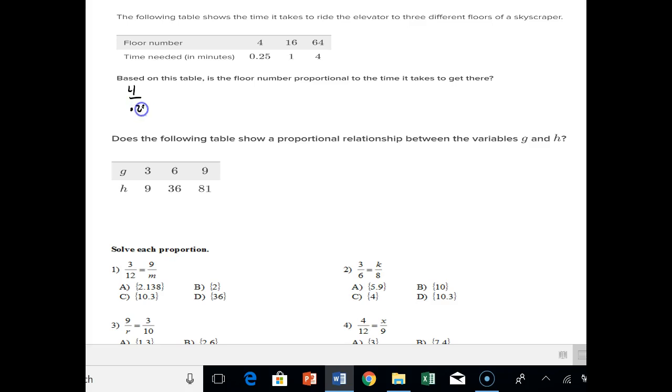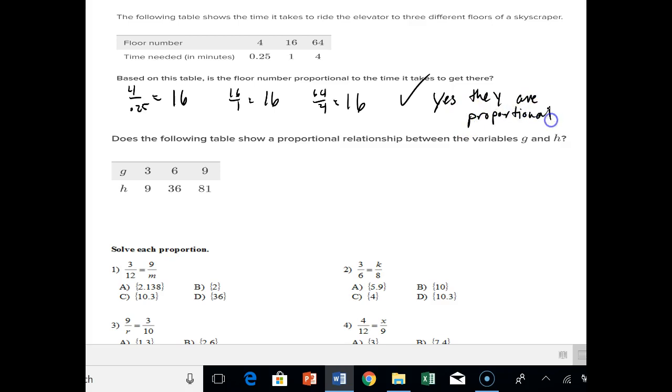So it's 4 over 0.25, 16 over 1, and 64 over 4. Are they all the same ratio when simplified? So 4 divided by 0.25, basically you could ask yourself how many quarters are in $4. Well, there's 4 quarters in $1, so in $4 there's 16 quarters. 16 over 1, that's 16. And 64 over 4, if you use your reference sheet, 4 goes into 64 16 times. So yes, they are proportional. Again, they have that same ratio that gets simplified to 16.